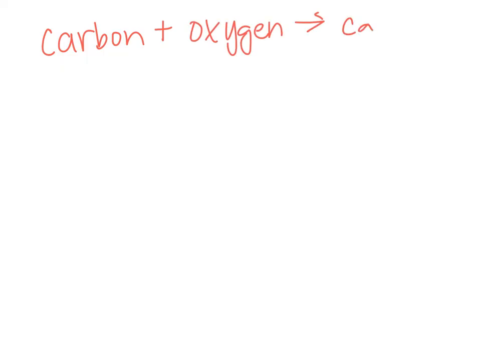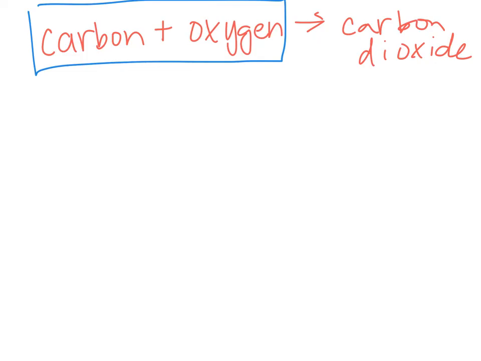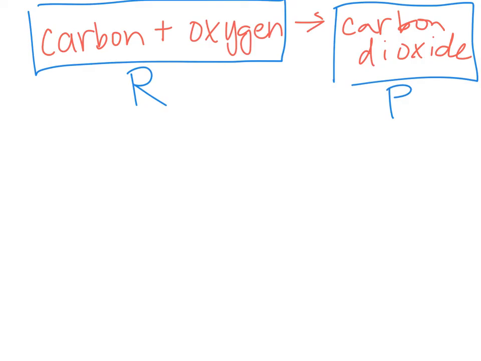Here is an example of the law of conservation of mass. So let's say we have carbon plus oxygen, and this is going to make carbon dioxide. Okay, so what do we call the items that are on the left-hand side of the arrow? If you remember, in a chemical reaction, the items on the left-hand side of the arrow are called reactants. What do we call the substances that are on the right-hand side of the arrow? These are called your products.